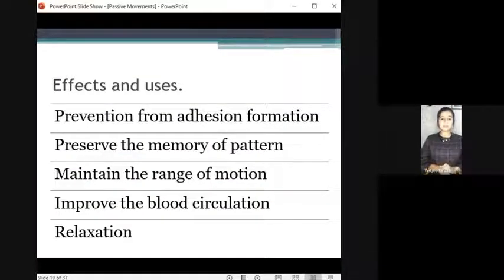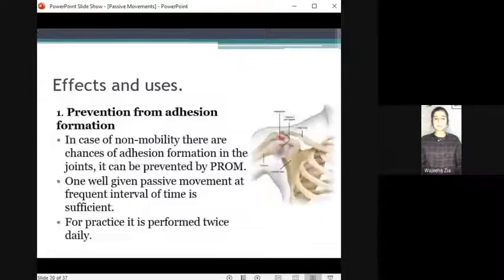Effects and uses of the passive physiological movement. The first one is prevention of adhesion formation. The second one is preserving the memory of pattern. The third one is maintaining the range of motion. The fourth one is improving blood circulation. And the fifth one is relaxation. We will study each effect and use separately.